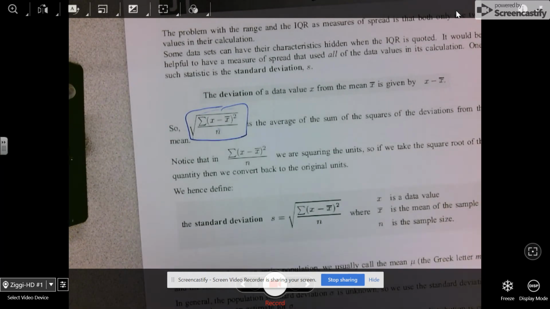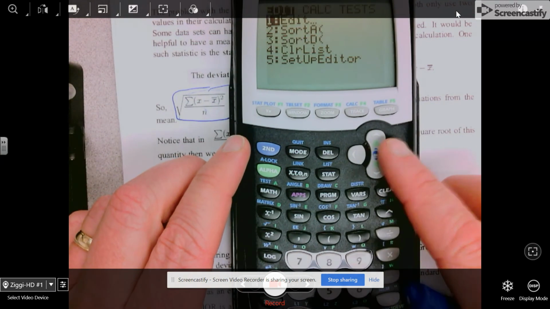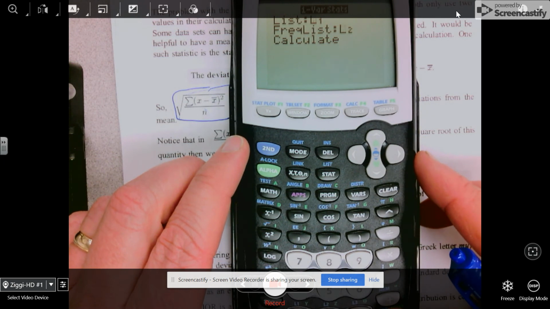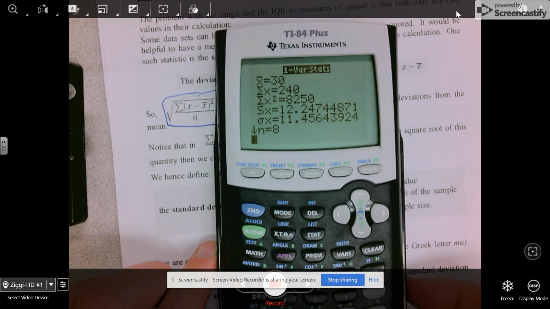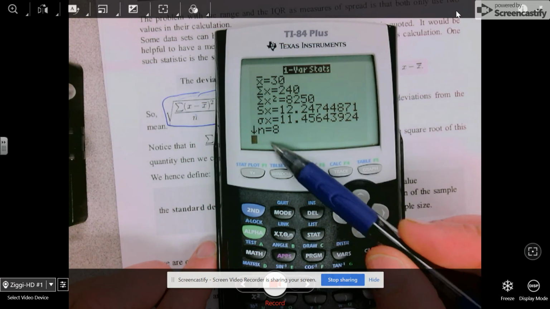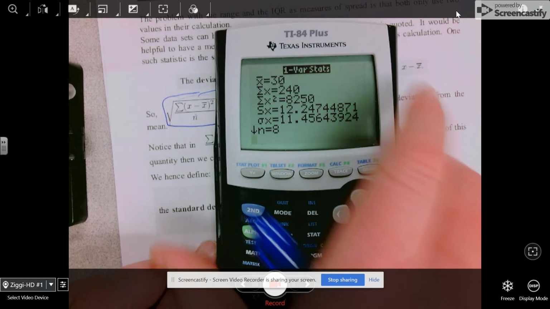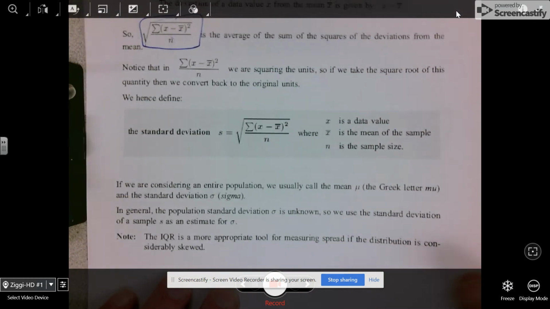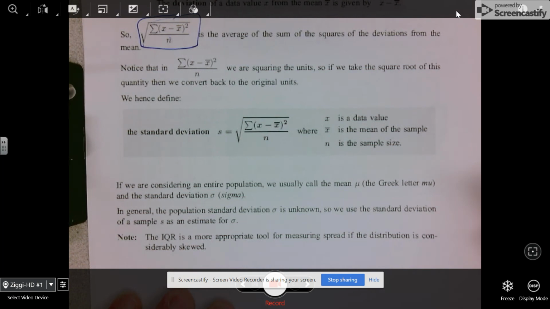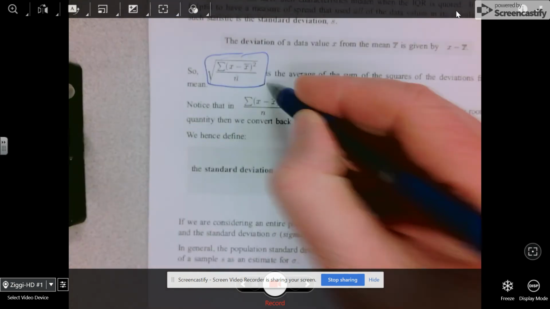So if you put everything in the list and calculate one variable stats, and make sure there's no frequency list, this number right here, sigma, is what the standard deviation is. So if your calculation doesn't work out, you can make it work out. Same with the other things, the median and the quartiles. You're going to need to show how to do that, but you can double check your work. Okay, so we will give you this formula.